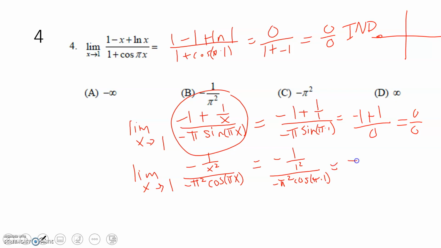The numerator becomes negative 1, and the denominator becomes negative pi squared times, what's the cosine of pi, but negative 1. So negative in the denominator becomes positive. So we have negative 1 over positive pi squared, which then becomes just negative 1 over pi squared. So our answer is B.